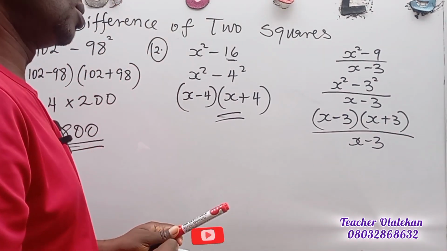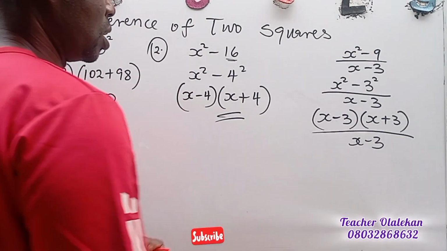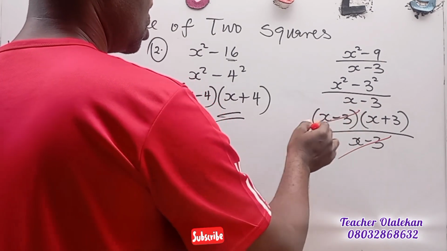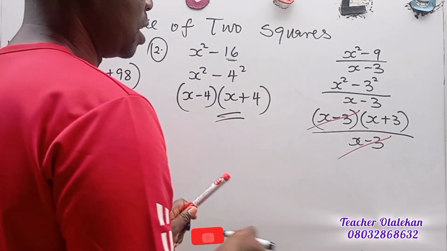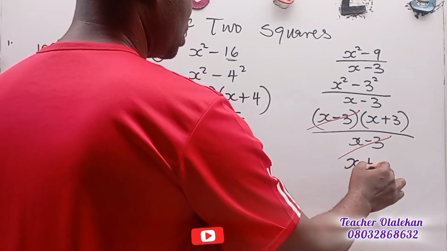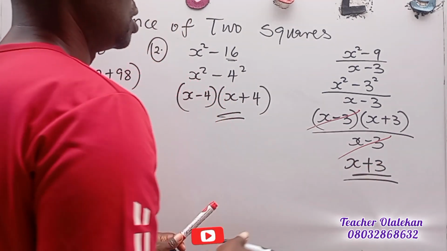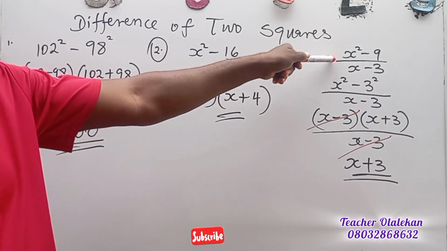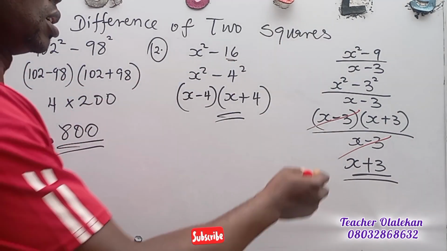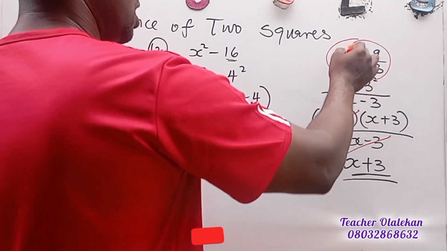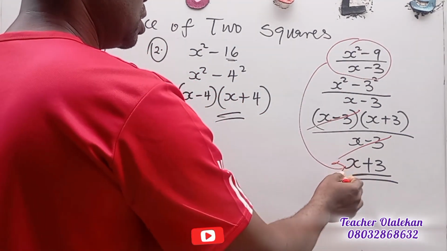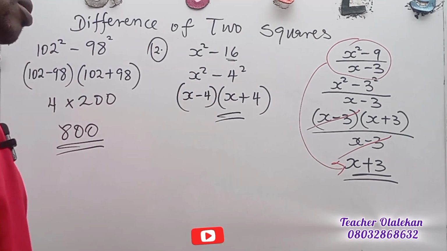So you can see that x minus 3 cancels x minus 3. Then our final answer for this will be x plus 3. So you can see that simplifying this expression using difference of two squares gave us this as our final answer. So that is x plus 3, rather.